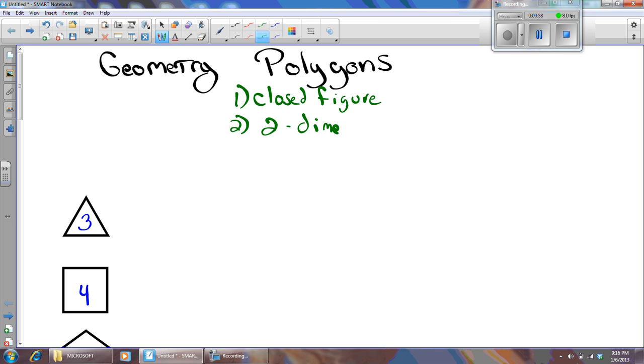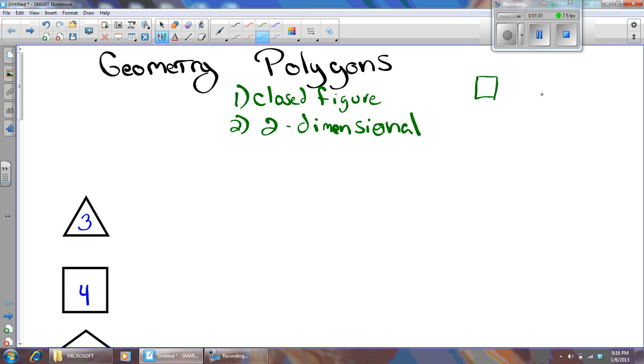two-dimensional. In other words, it must be flat. Sometimes kids get intimidated by the word dimensional. All the dimensions are length, width, and height. But a polygon only has two dimensions, length and width, or width and height, or something like that. So a square is a type of polygon.